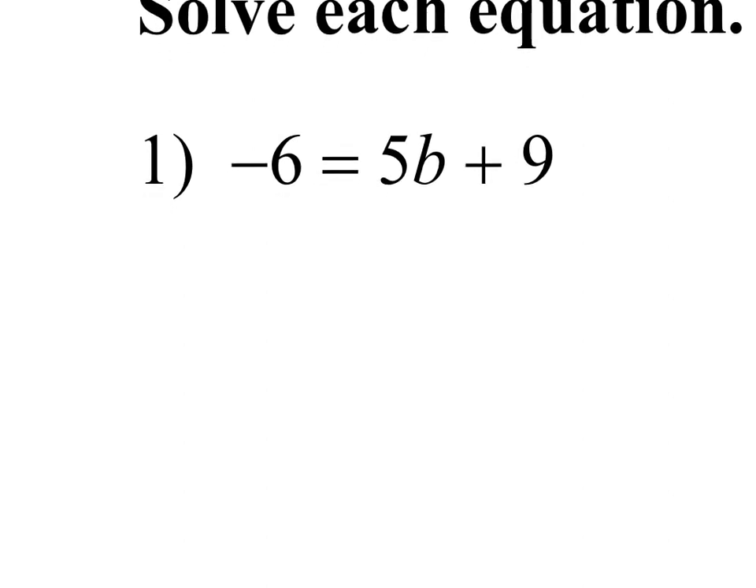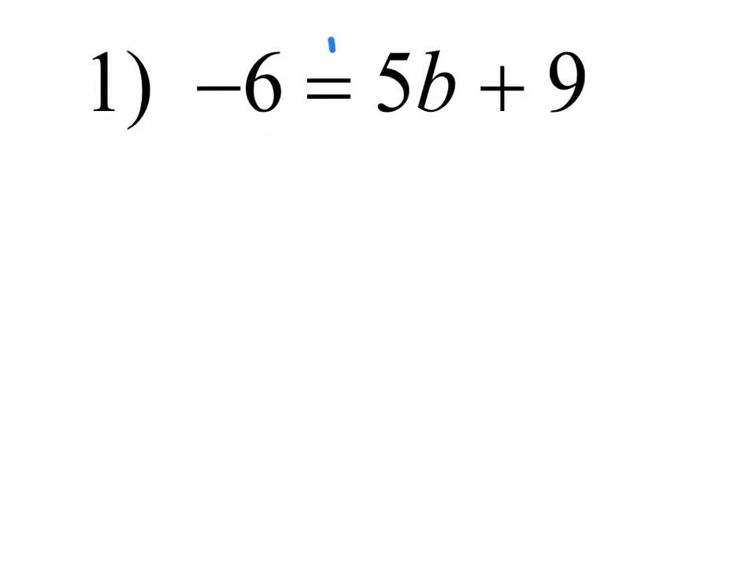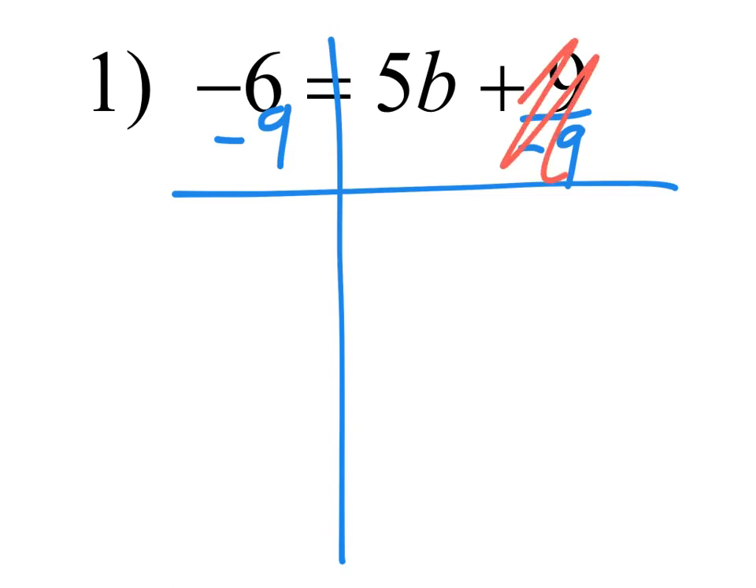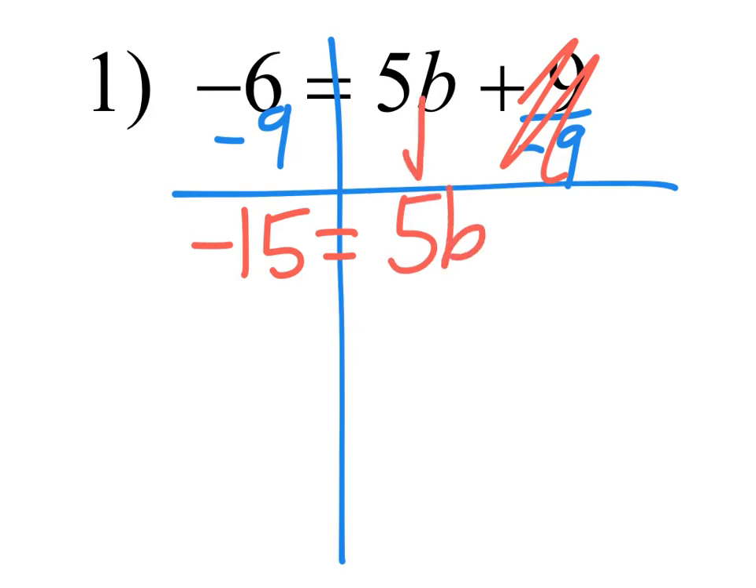So on this very first one, just like always, we draw our line that goes down the middle. Start on the variable side, number without the variable. So to get rid of that plus 9, I'm going to do minus 9. Minus 9 over here, minus 9 over here. These two will now cancel out, and I'm done with it. On the left side, I've got negative 6 minus 9, and I have negative 15. On the right side, I'm left with 5b. This just comes straight down because I have done nothing with it.